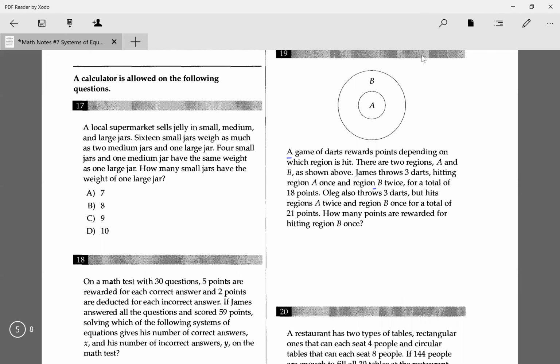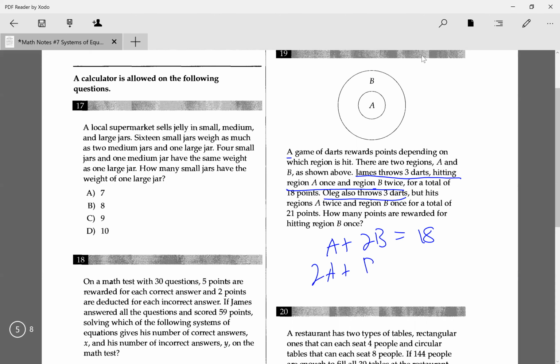So we're at 19, right? A game of darts. So region A and region B give you two different point values. To solve this, we're going to make our own system of equations using the words. He throws 3 darts, hitting region A once and region B twice. So that means A plus 2B equals 18. A is how many points for A and B is how many points for B. And Oleg also, 2A plus B equals 21. So I can already tell that A is going to have more.